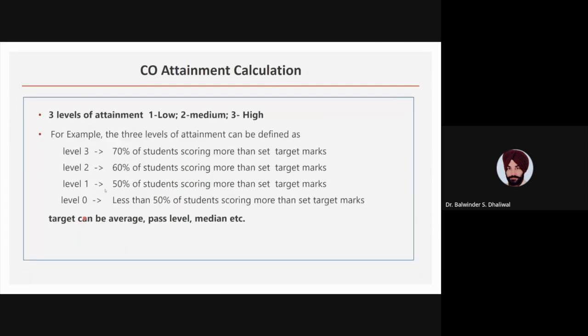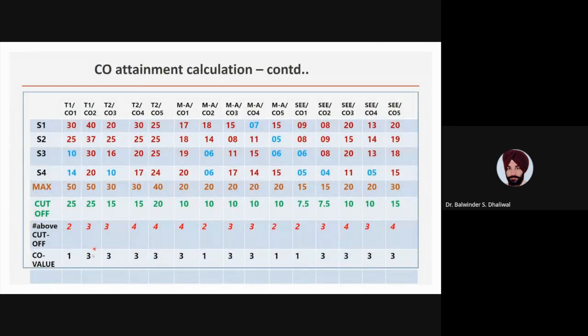So now if we see this, 50% of students are scoring more than set target marks. So that means our attainment of the CO is level 1, right? So we are writing CO attainment here as level 1. Okay. So this is how we are writing this CO attainment value for the first column. So any question related to this CO attainment value?